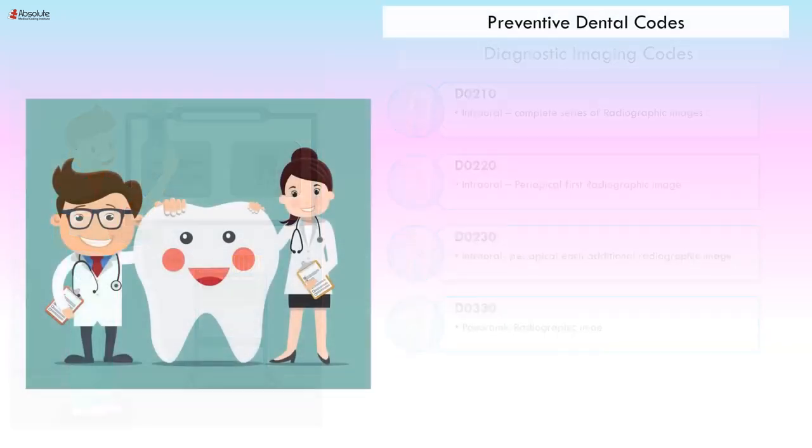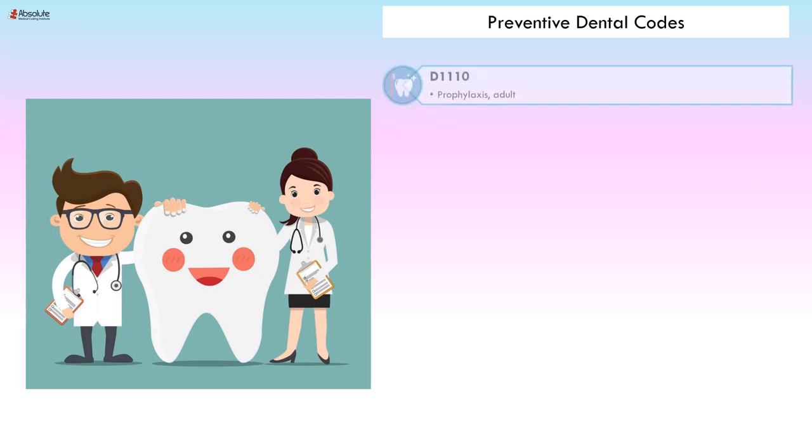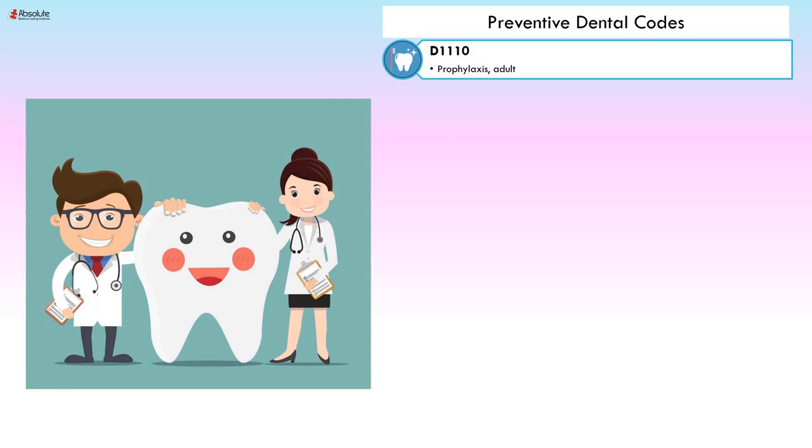Okay, so the last set of codes I'm going to show you are the preventative dental codes, and these are the most common ones, so I thought I'd share this with you. We have D1110, that's your tooth cleaning pretty much. Remember, prophylaxis for adult. This is the removal of plaque, calculus, and stains from the tooth structures and implants in the permanent and transitional dentition. It is intended to control local irritation factors.